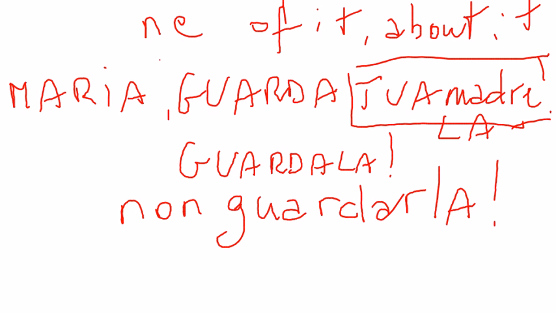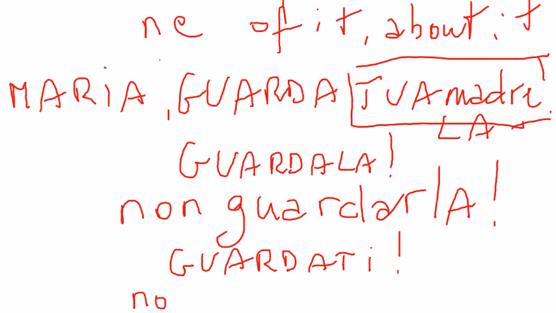How do I deal with the reflexive verb? Well, it's very easy. I can actually use the same verb and make it reflexive. The verb guardarsi means to watch oneself. So if I want to tell Maria, watch yourself, I would just say, guardati. If I want to tell Maria, do not watch yourself, I would just say, non guardarti.